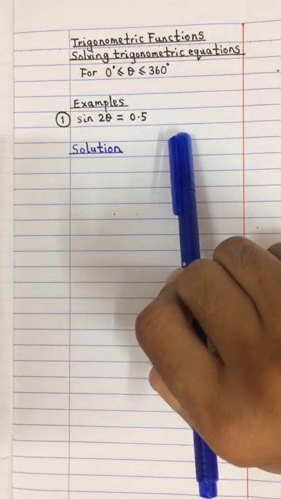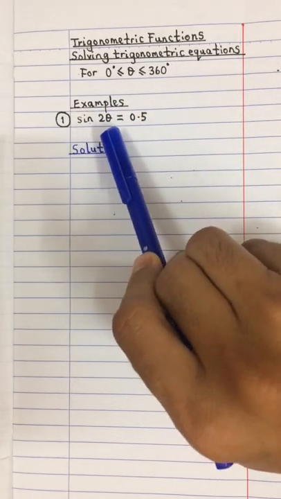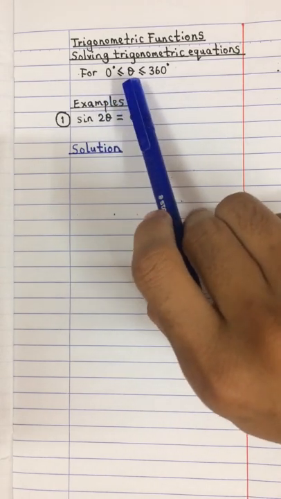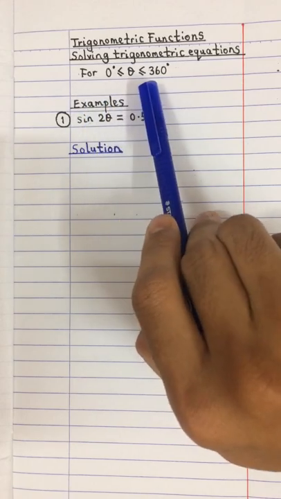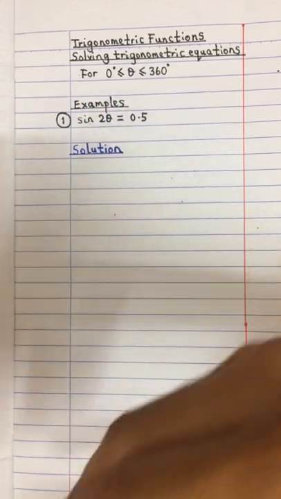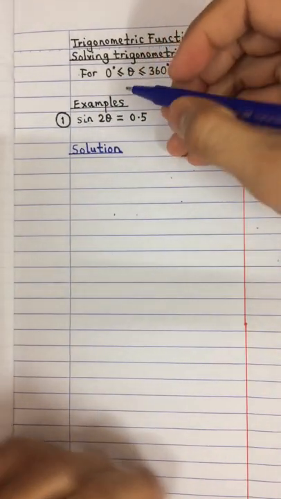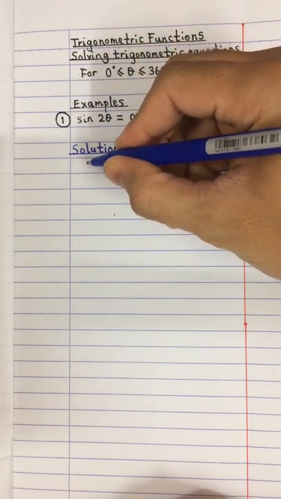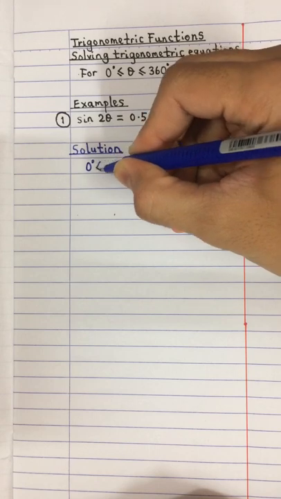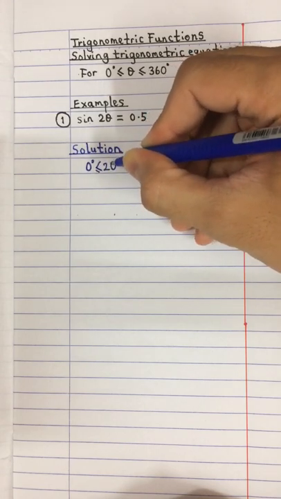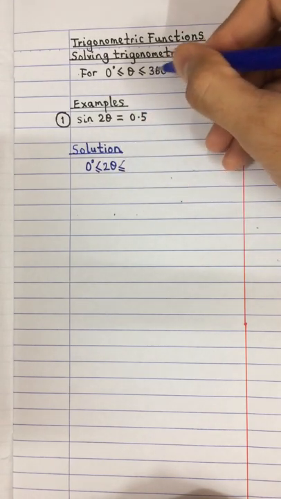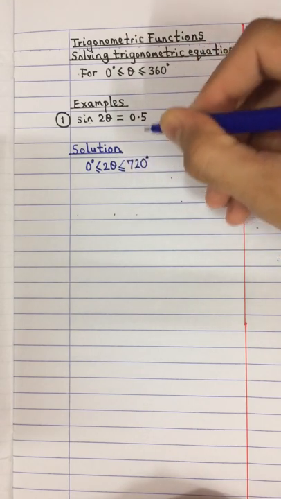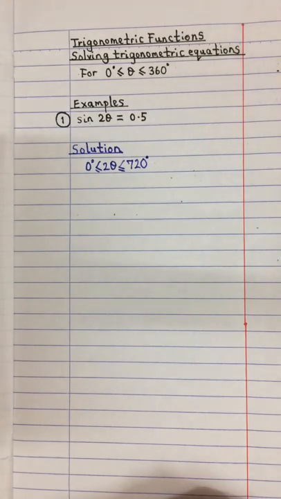So first things first, if you have 2 theta, you have to change the range of your angles. This theta is from 0 to 360, but if you got 2 theta, then you have to change your range. If you times 2 times 0, you get 0 as well, and then if you times 360 times 2, it gives you 720 degree. So you have to change your range first.